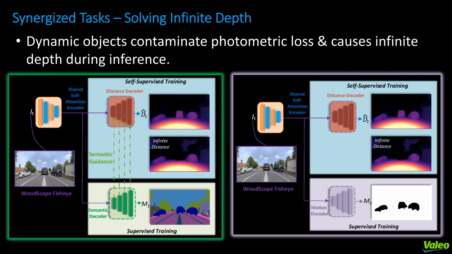Therefore, we propose a robust alternative to enable filtering of the dynamic objects using the motion segmentation task, which yields either a static or a dynamic mask. However, the user can leverage either one of the tasks to solve this issue.